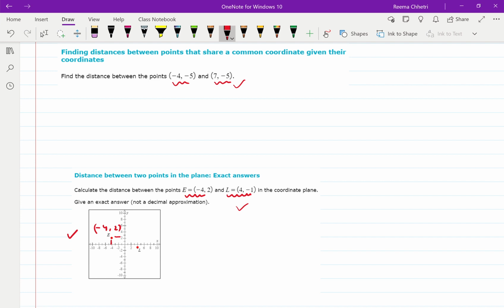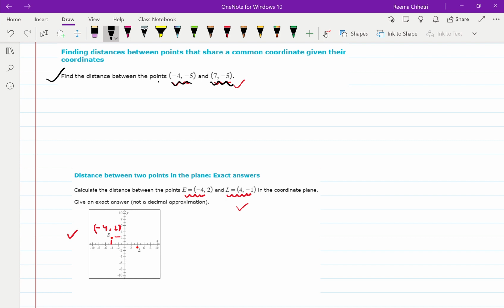In this question, they have already given the coordinates, they have not given the graph, the coordinate plane. So in both cases, you have to find the distance between these 2 points. Sometimes they will give you the points in the coordinate plane, sometimes they will give you only the coordinates like this. So in both cases, the formula is the same.